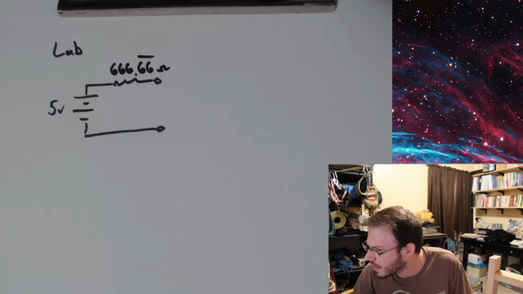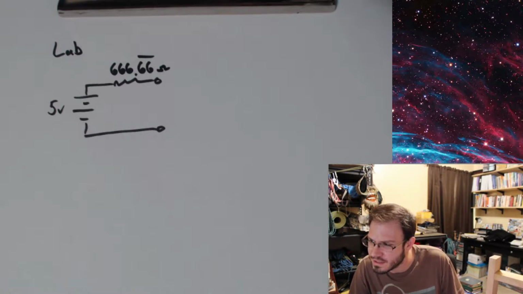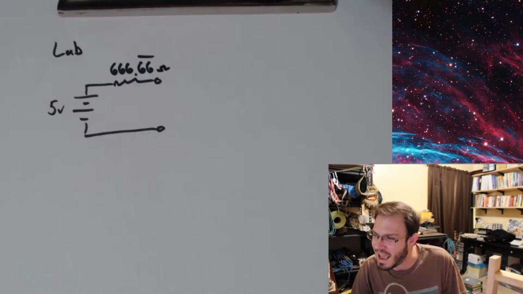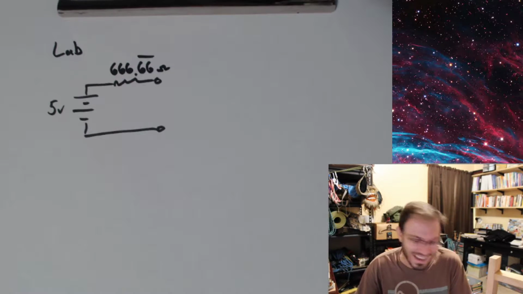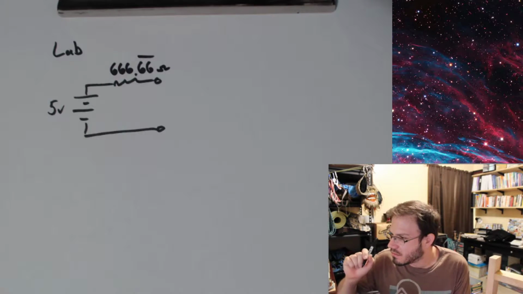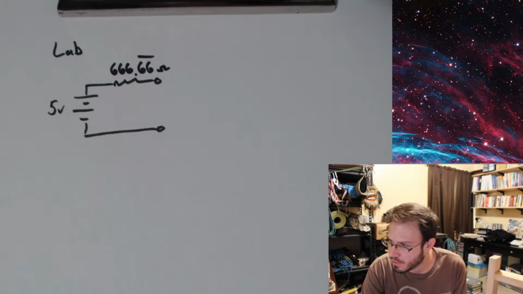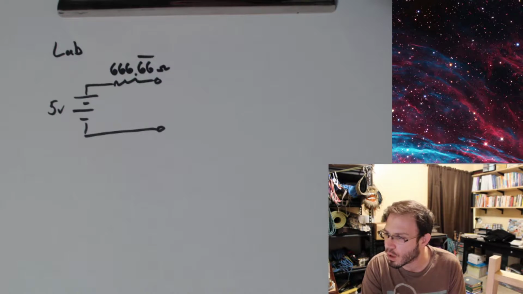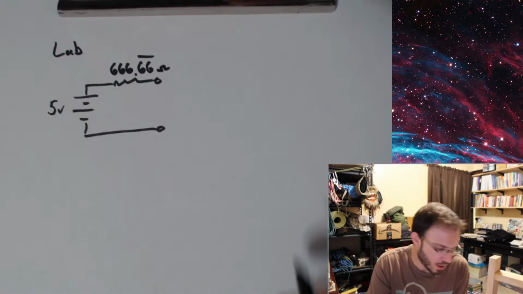666.66. I see an A in there. It should be ohms. Yeah, exactly. Okay. And that same person who put the 666.66, can you tell me what you got for your Norton equivalent circuit for the I and the R?